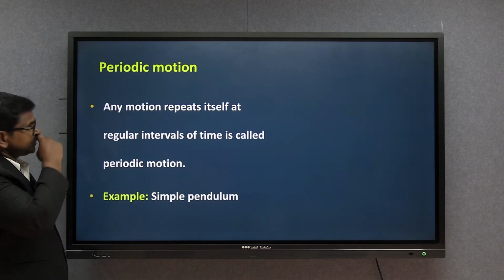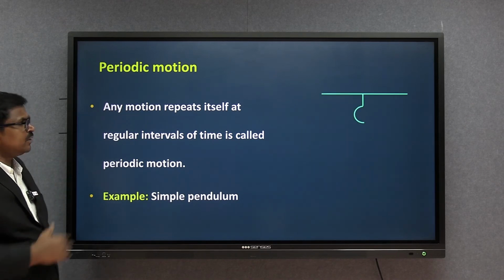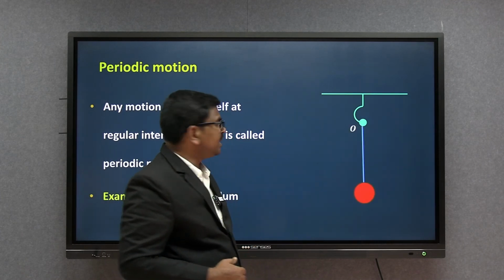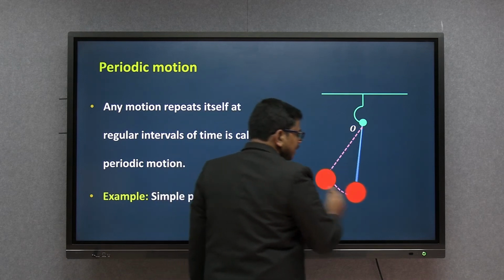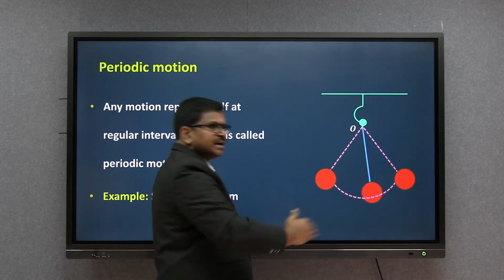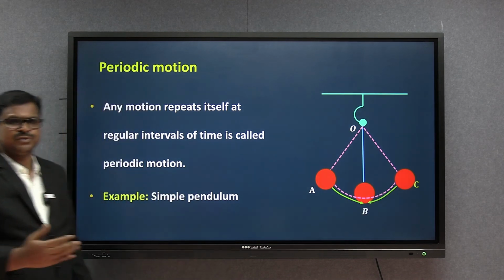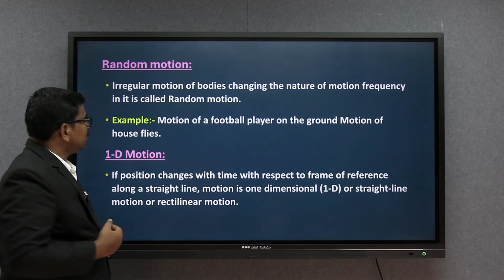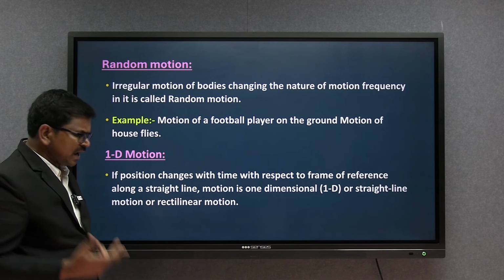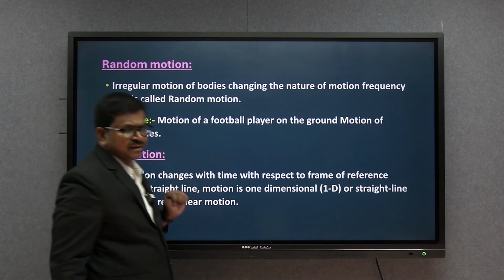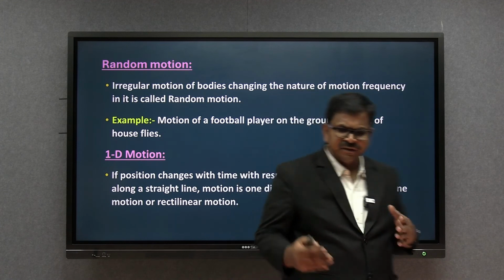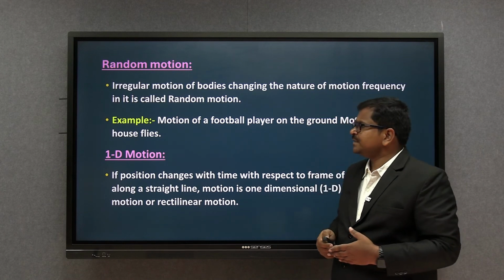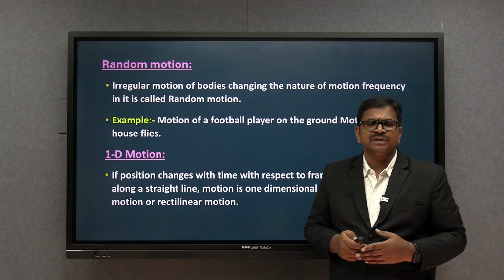Now let us try to understand periodic motion. In the case of the simple pendulum, there is continuous movement, moving in this direction and again going that direction and again coming back. It is repeating its path. So these kinds of motions which repeat their path are called periodic motion. And random motion is where they move randomly, something like a football player. There is no particular structure; based on the opponent and the ball movement, he has to move randomly. So this is the category and classification of the types of motion.